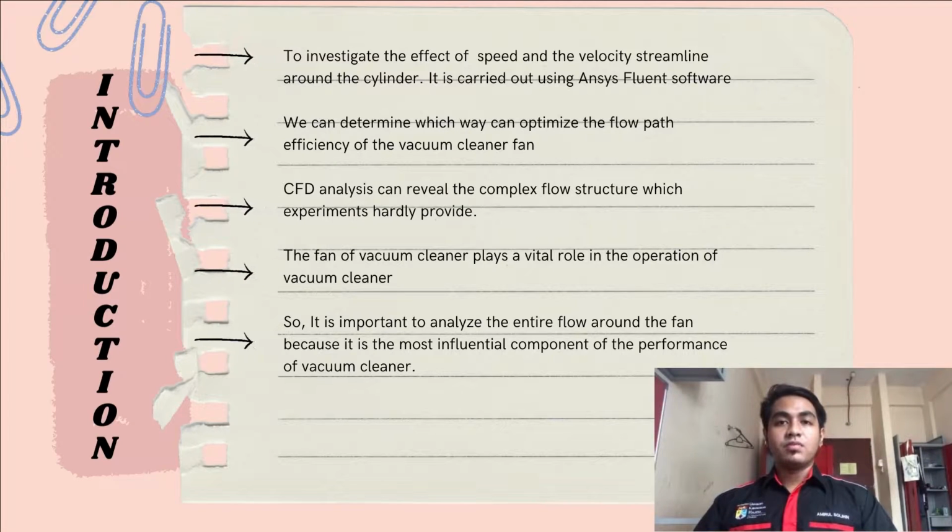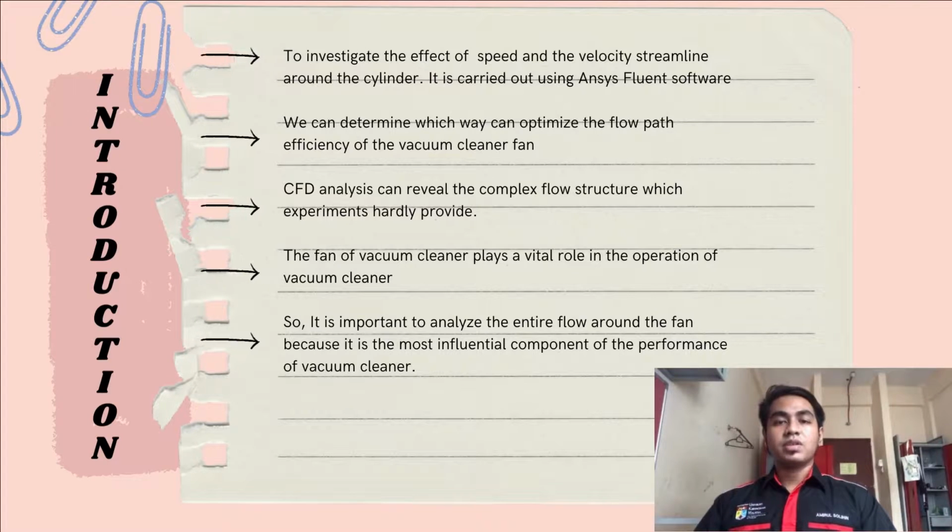The fan of a vacuum cleaner plays a vital role in the operation of the vacuum cleaner. When we plug in the vacuum cleaner and turn it on, the current operates the motor that is attached to the fan. This will turn the blade and force the air forward toward the exhaust port. When the air particles are accelerated forward, their density increases in front of the fan and decreases behind the fan.